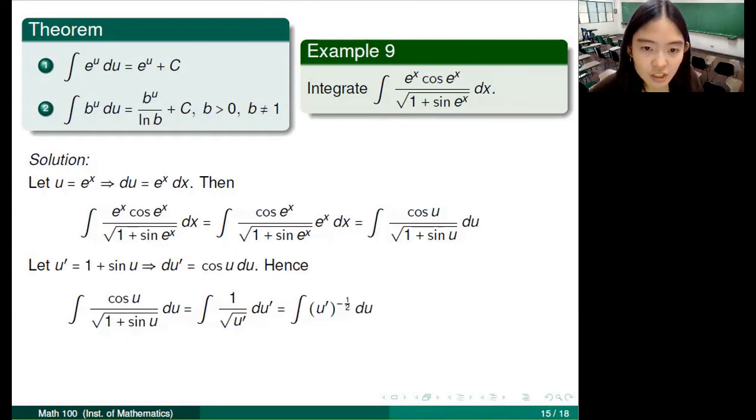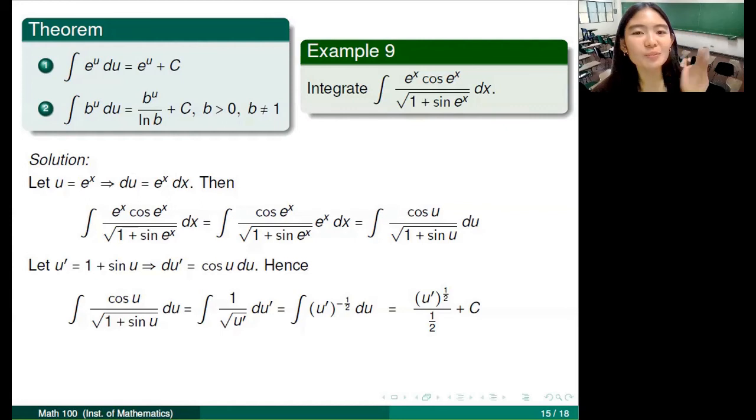So, this one is just rewritten as follows. So, u prime raised to negative 1/2 du. And then, power rule ang gagamitin natin dito. No? So, using the power rule, we get u prime raised to 1/2 over 1/2. So, there, ito na actually yung final answer natin. Hindi pa. Almost final answer. You just have to bring back the original expression for u prime.